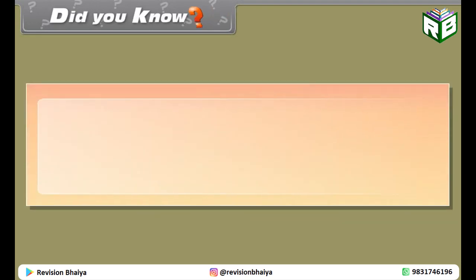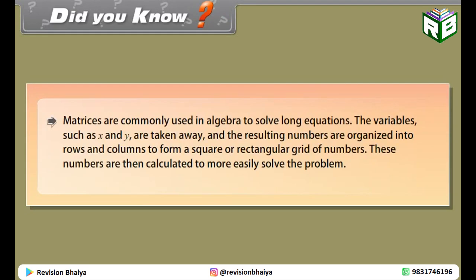Did you know? Matrices are commonly used in algebra to solve long equations. The variables such as x and y are taken away and the resulting numbers are organized into rows and columns to form a square or rectangular grid of numbers. These numbers are then calculated to more easily solve the problem.